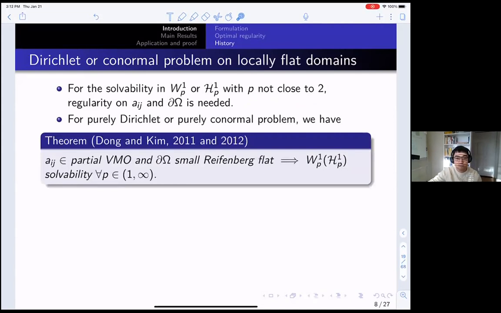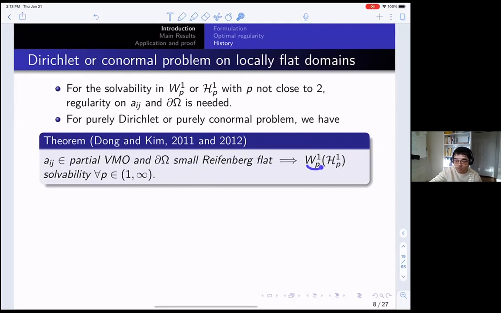Here, the regularity on a_ij, the leading coefficients, is partial VMO. In the paper it's called variably partial VMO. It's somewhat complicated, but basically it's partial VMO. And the boundary is only assumed to be locally flat. We'll give a rigorous definition of this later. But the spirit is that this domain is only close to a hyperplane locally in the sense of Hausdorff distance, so it can be very rough. Under these regularity assumptions, we have the W^{1,p} solvability for all p between 1 and infinity. This is the Lipschitz result. They also obtain some partial results on parabolic equations in H^1_p.